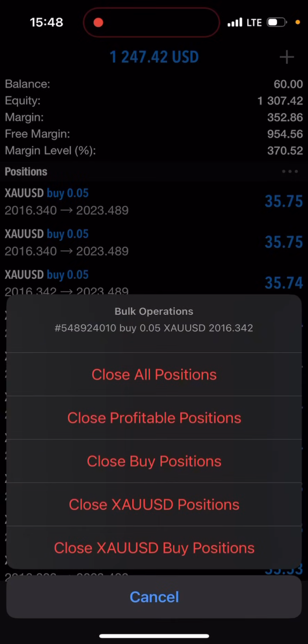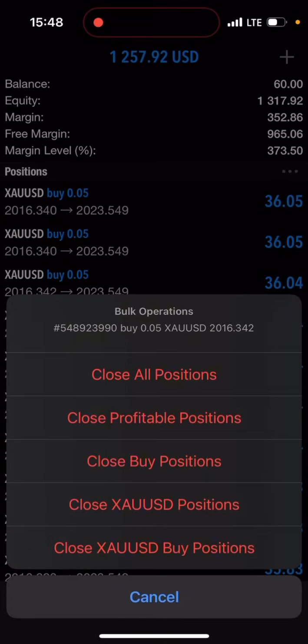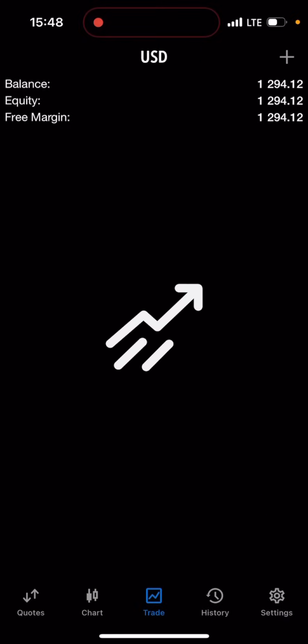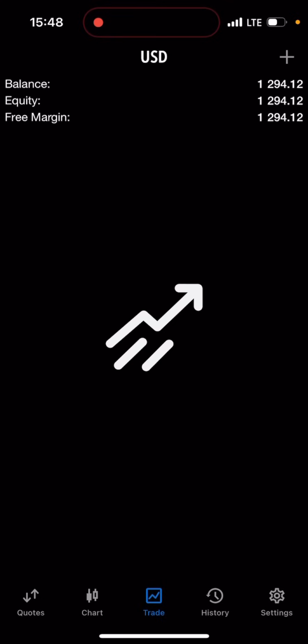So what we are going to do, let's close all our positions, guys. It's $1,300, but I'm going to be closing all my positions at the moment. So guys, our $60 is now 1,294.12 US dollars right now. Let's look for another position and flip this account again one more time.